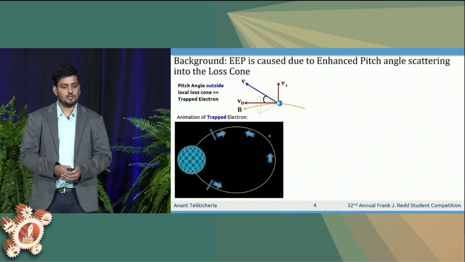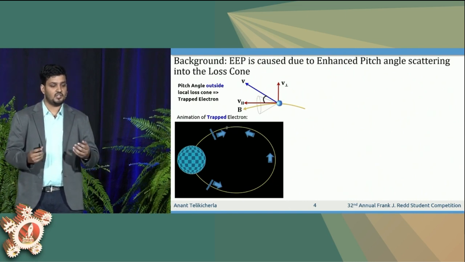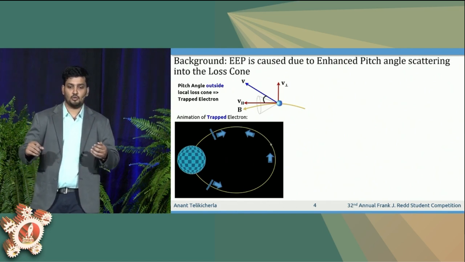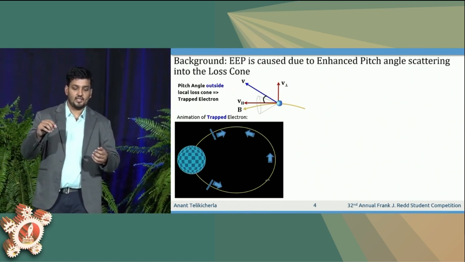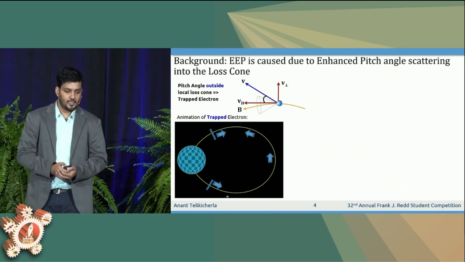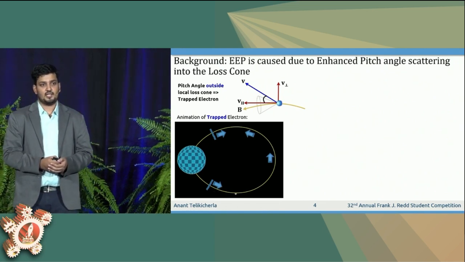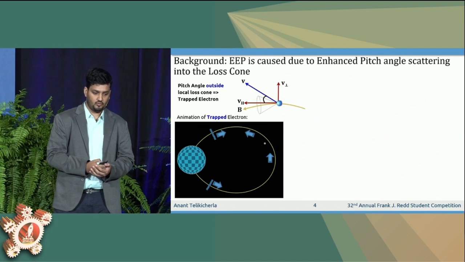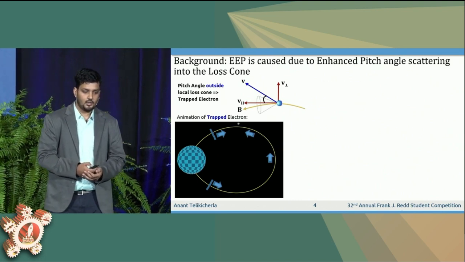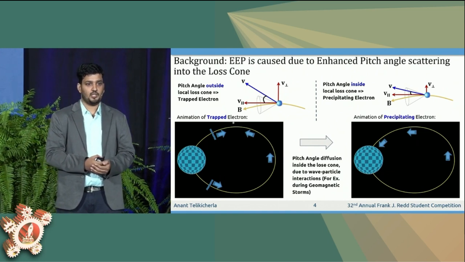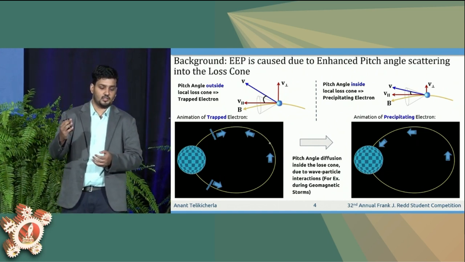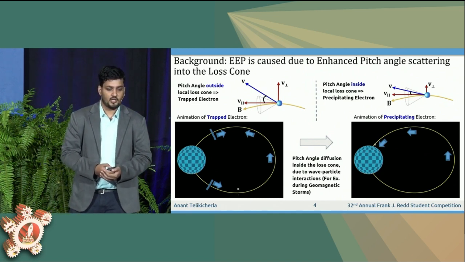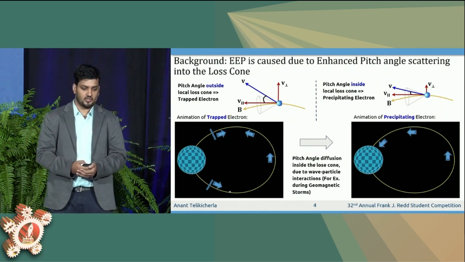This is a slide that briefly shows the physics behind energetic particle precipitation. The figure shows an electron moving around the magnetic field line, and it undergoes what is known as bounce motion. These electrons are trapped, and this happens if the velocity vector is outside the loss cone region, which is shown in the figure. During geomagnetic storms, what can happen is that the velocity vector of the electron can go inside the loss cone, and that causes the particle to precipitate and enter into the Earth's atmosphere.